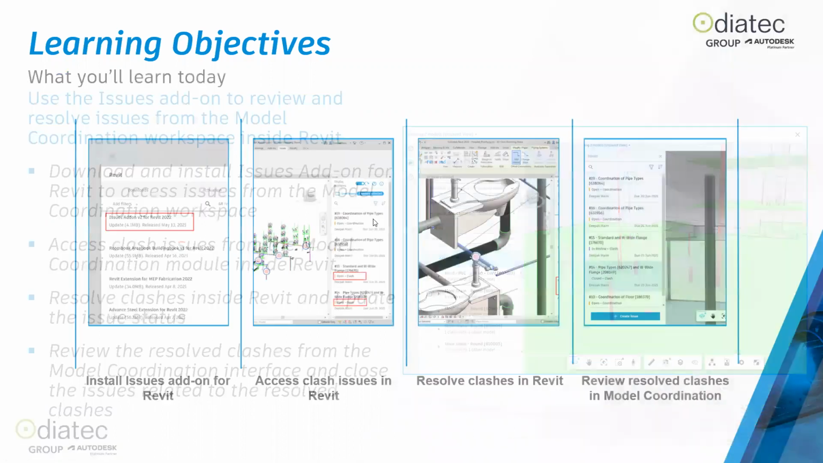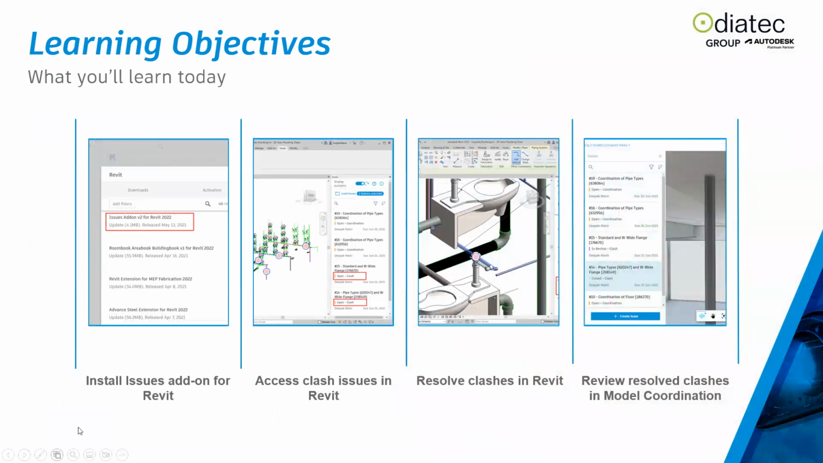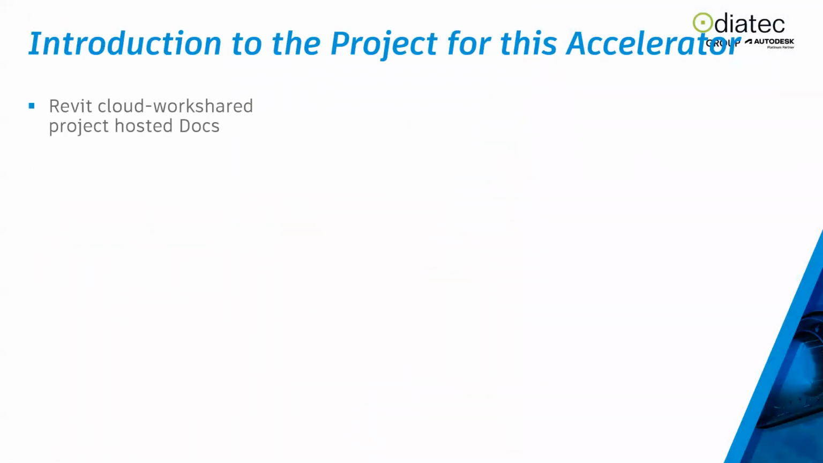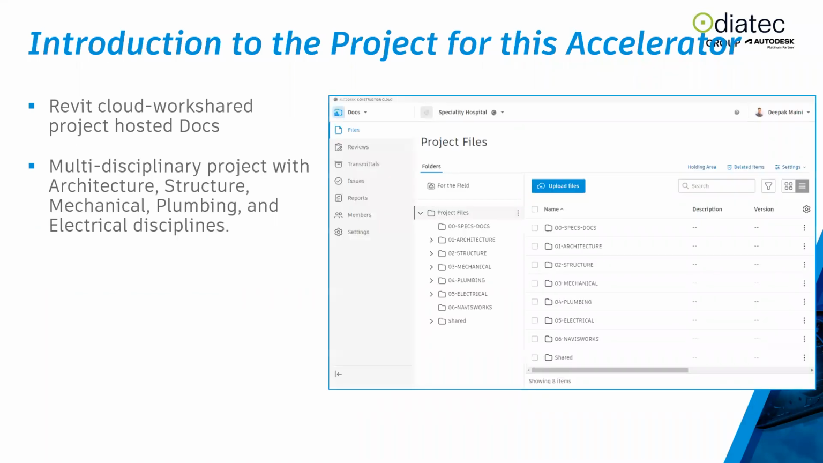And then again, just visually, that's what we're looking to achieve. Install the plugin, I'll show you where to do that, very straightforward. Access the clash issues in Revit. I know we started to look at this last day, but we didn't get fully into it, so that's what we're going to look at today. I was testing it this morning, so it's all working smoothly. Then we're going to resolve the clashes in Revit, and review those resolved clashes in model coordination as well. So just a brief introduction to the project.